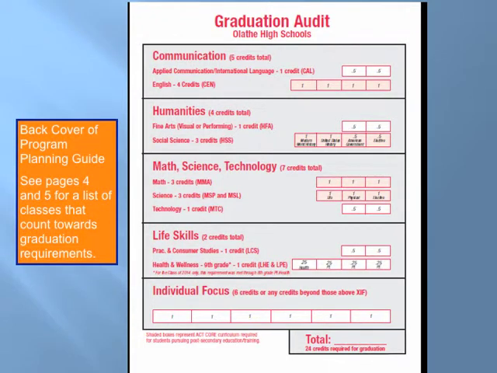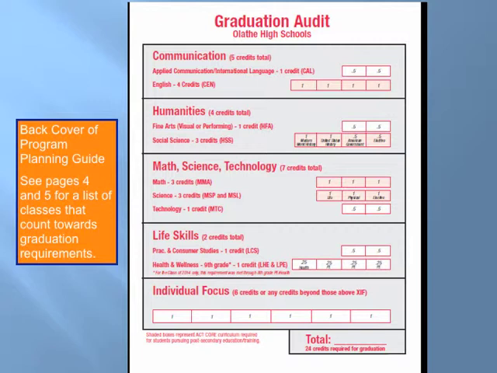Please look at the back cover of the program planning guide at this time. You will find the graduation audit. Please use this audit as a worksheet along with the information provided on pages 4 through 6. You may access your current graduation status with your parents through the Parent Access program. Log in and then click on Academic/Graduation Status. Review what credits you are required for graduation, the credits you have completed, the credits you have in progress, and the credits that you still need to complete to be able to graduate from an Olathe High School.